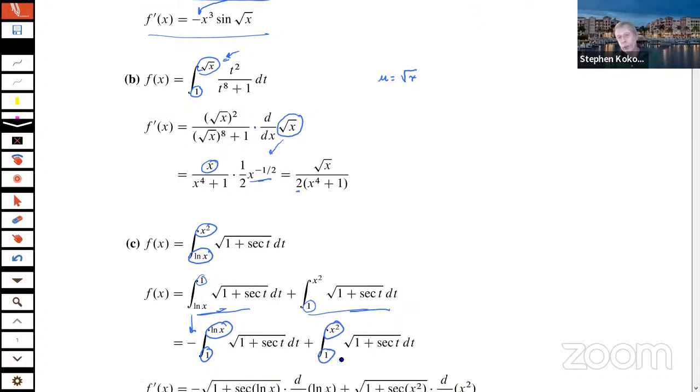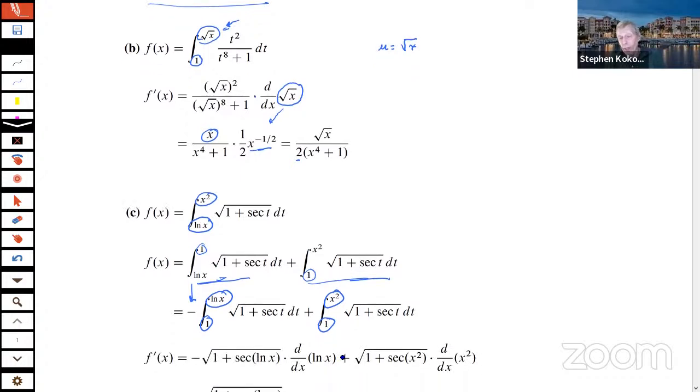And now I'll take the derivative of each one of those using the fundamental theorem of calculus part 1 and the chain rule. So kind of weird looking, but wherever I see a t here, I'm going to plug in a log of x. So that looks good. Multiplied by the derivative of the log of x, that's the chain rule, the derivative of the inner function. Second definite integral, wherever I see a t, I plug in an x squared, multiplied by the derivative of x squared.